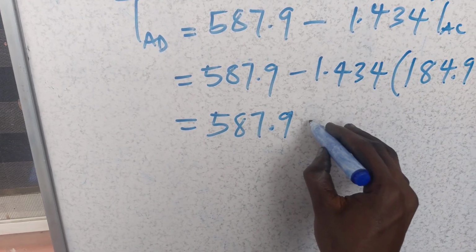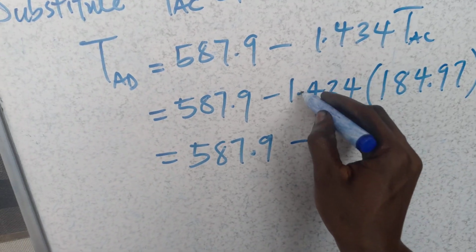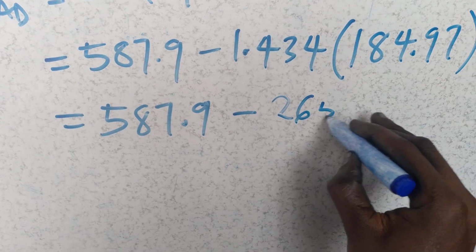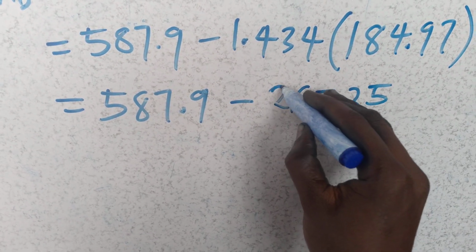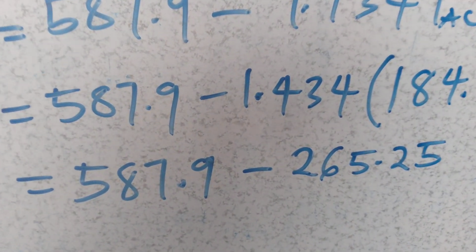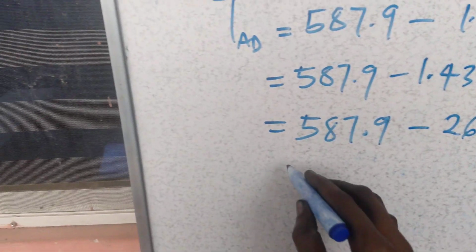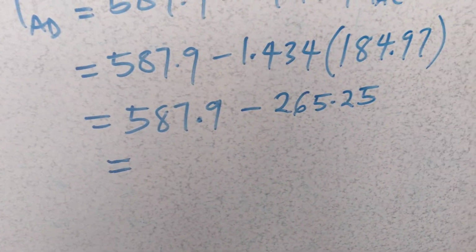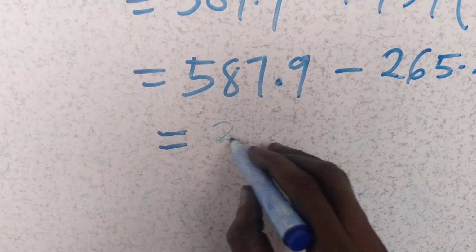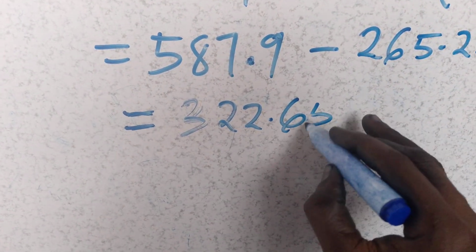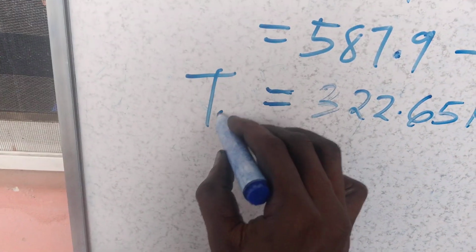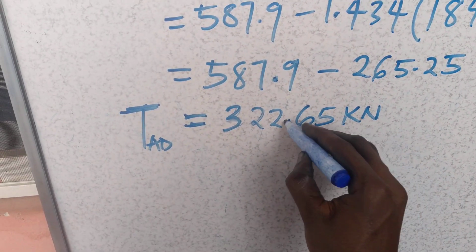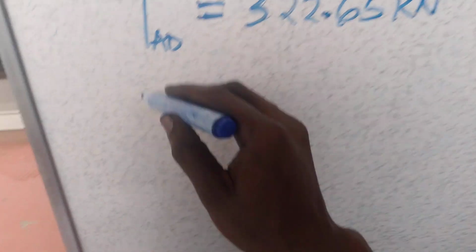Okay, so this will give me 587.9 minus, this times this, 265.25. If I subtract them now, this will give me 322.65 kilonewton. That's the tension in cable AD. So 322.65 kilonewton.